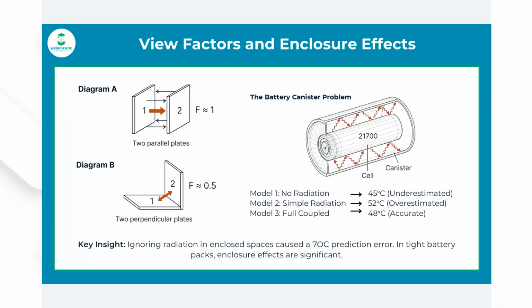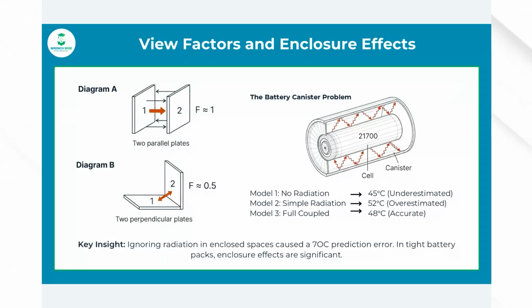So to prove why this matters, let's look at some simulation results here of a 21700 cell inside a canister. We ran this scenario with 3 different physics settings. Model number 1, no radiation. We only calculated conduction. Result was 45 degrees Celsius. Model number 2 was simple radiation. We turned on radiation but used a very simplified model, like radiating to a fixed ambient temperature. The result shot up to 52 degrees Celsius.